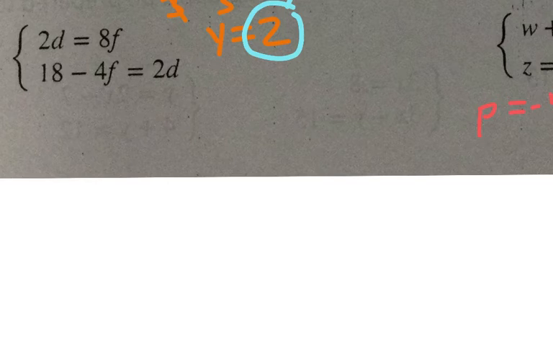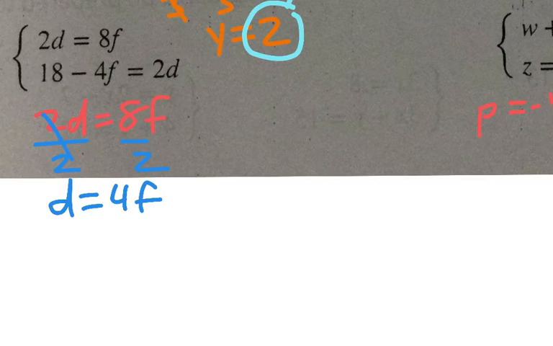All right, if I look here at the third one, do I have a variable by itself? I don't, not yet. So I either need to get d by itself or f by itself in one of those equations. I think the easiest way to do that is to take the top equation and get d by itself by dividing both sides by 2. And so that would tell me d must be equal to 4f.